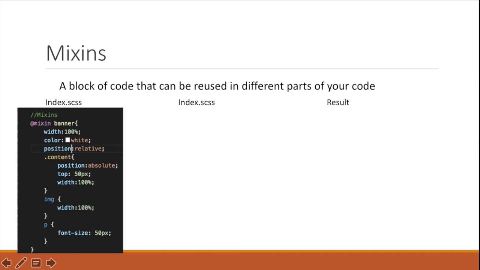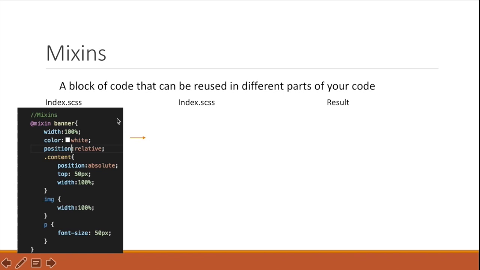So now I'm going to talk to you about mixins. Mixins are basically a block of code that you can reuse in different parts and use in different elements without having to type all of these style elements again. So right here, I've created a mixin, @mixin, and this is just a mixin name like banner. You can do anything there. And then I have some style elements here. As you can see, my thing is nested with a .content image and a paragraph.